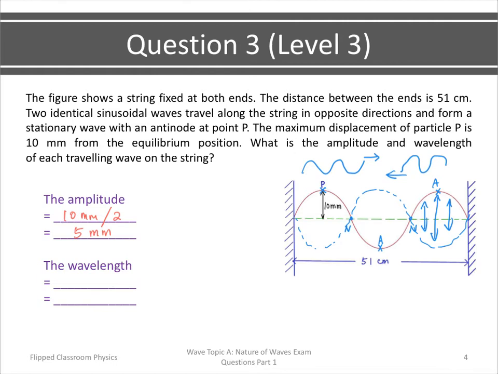The wavelength of two waves is the same as the stationary wave. 51 cm is equal to 1.5 lambda. So the wavelength is 51 cm divided by 1.5 and equal to 34 cm.